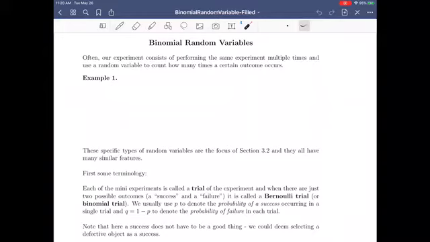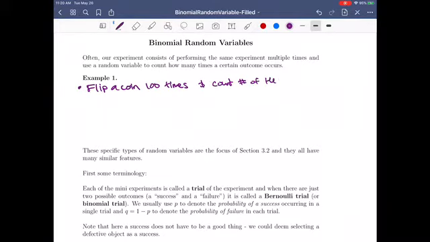So let's talk about when these might happen. When we have an experiment consisting of performing the same sort of mini experiment where you do it multiple times, then we might use a random variable to count how many times a certain outcome occurs. This is a common type of experiment. An example that we saw before was flip a coin multiple times, maybe 100 times, it could be as many times as you want. And in the last video, we were counting the number of heads that occurred.